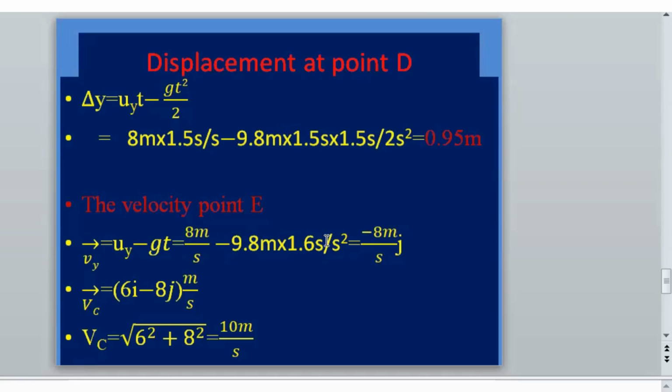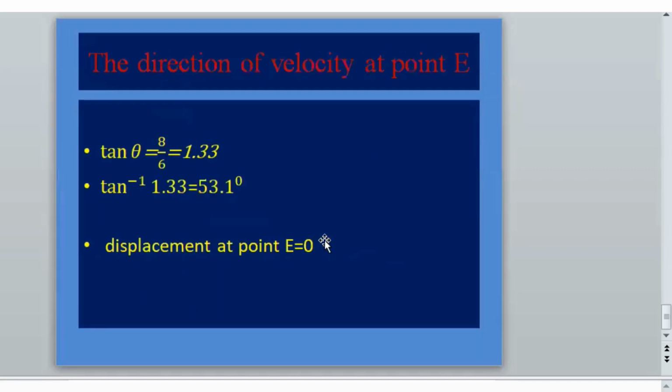This is the vector, and the magnitude of this velocity at point E is equal to 10 meters per second. The direction of the velocity is tan theta, the vertical over the horizontal, 1.33, whose tan inverse is 53 degrees. You know that it was projected at 53 degrees, and it is also at 53 degrees here. The displacement at this point is zero. There is no displacement because it has come back to the starting point.